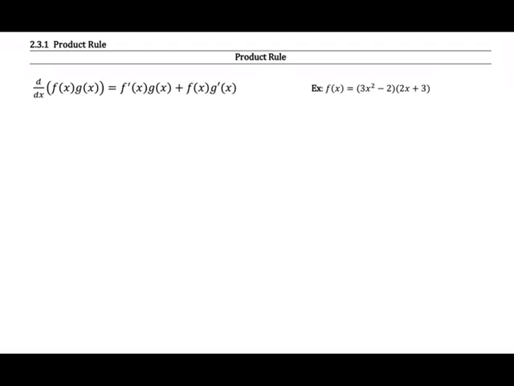Hello and welcome. Up to this point, we have talked about how to find derivatives of individual functions, but we haven't talked about how to find the derivative if we have the product of two functions.